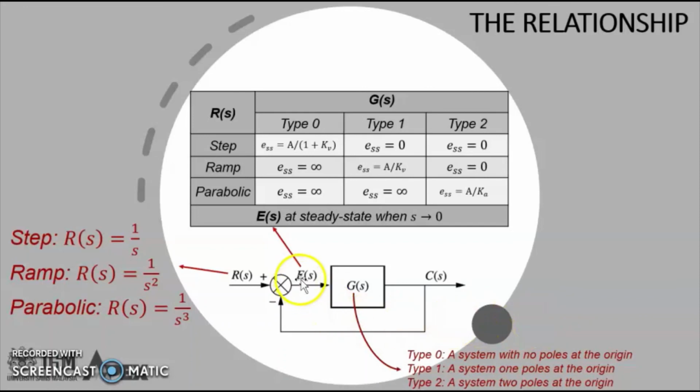And then this one is to evaluate E(s), the function of the error at the steady state when s approaches 0. So basically, most of the books put it in this way.